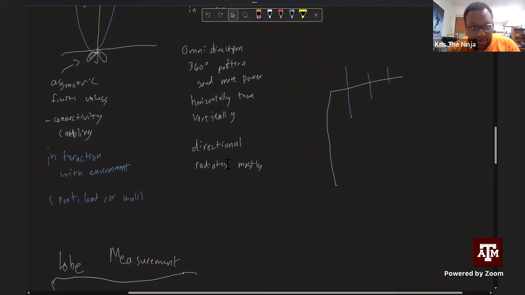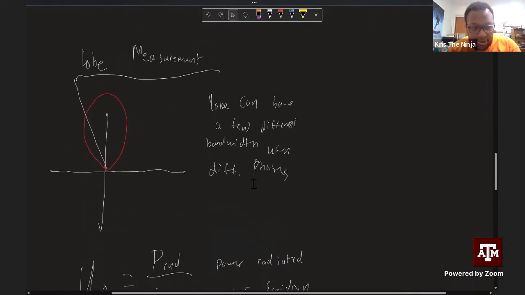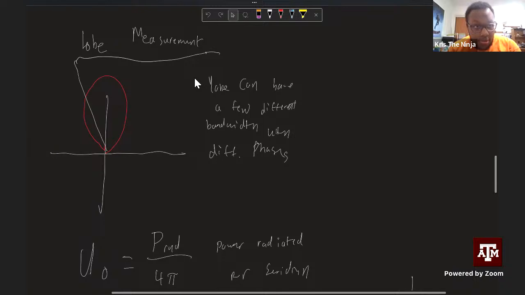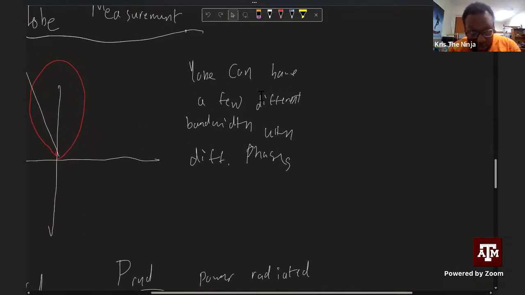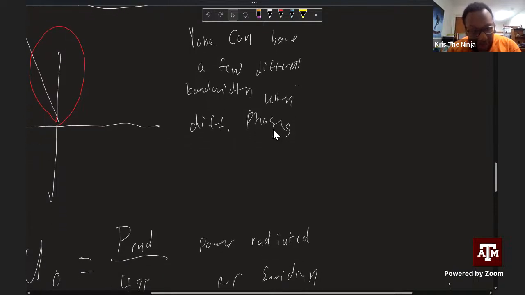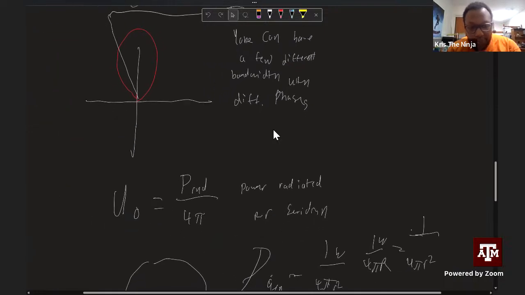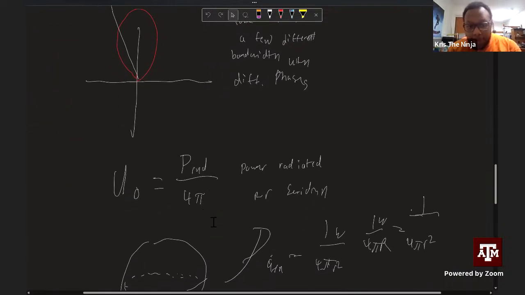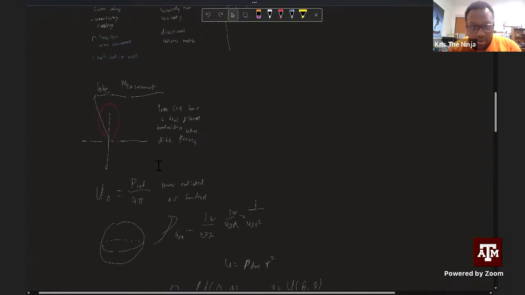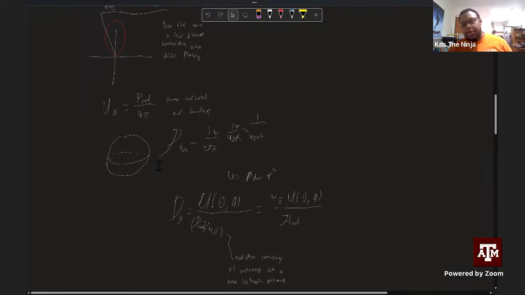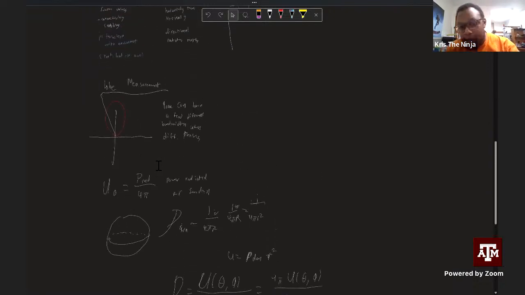Once again, an isotropic antenna is omnidirectional. It doesn't exist. The lobe can have a few different bandwidths with different patterns, and you can find U naught with the power radiated divided by 4 pi, and that's the power radiated per steradian. So I guess in a way it's a way to represent power in steradians rather than watts.